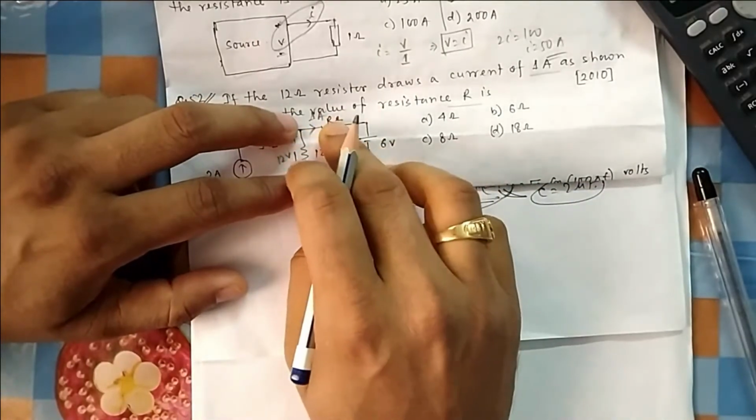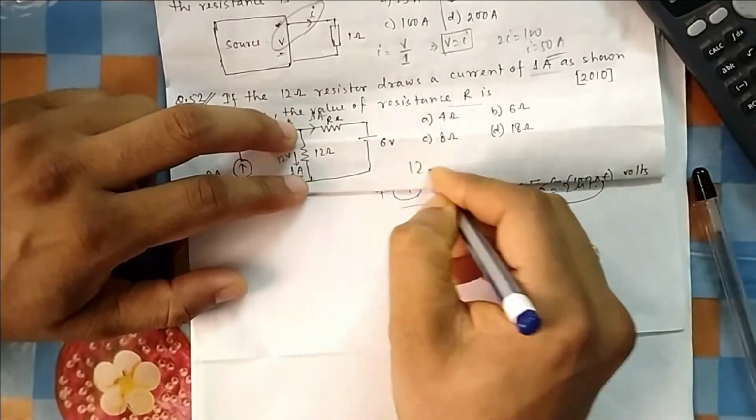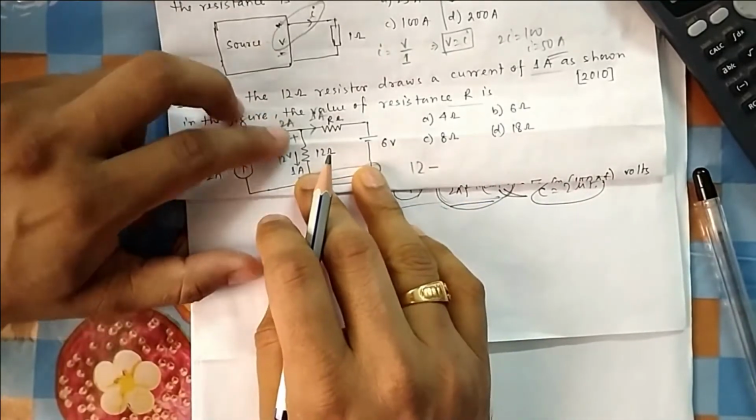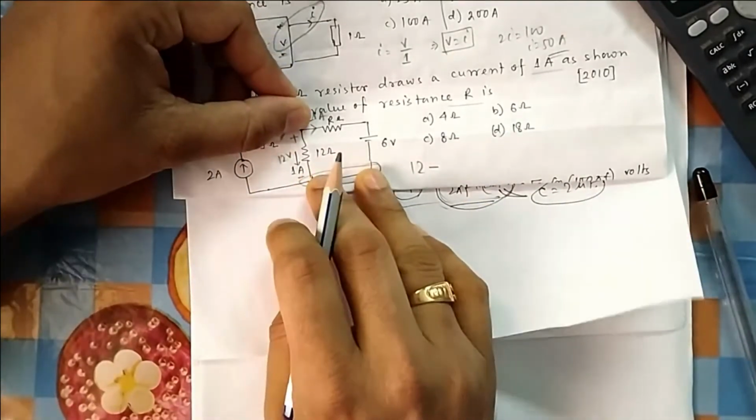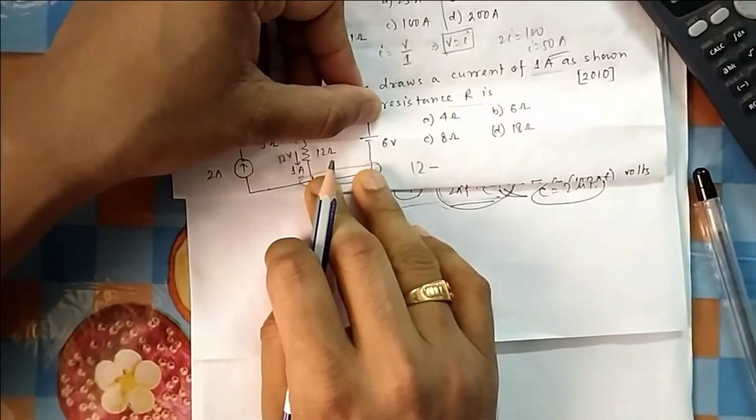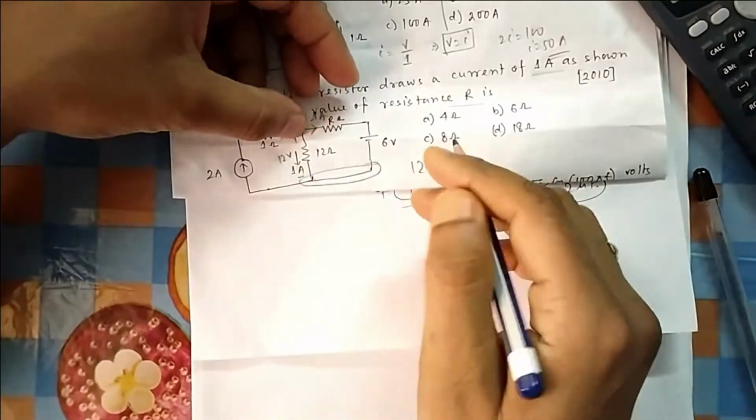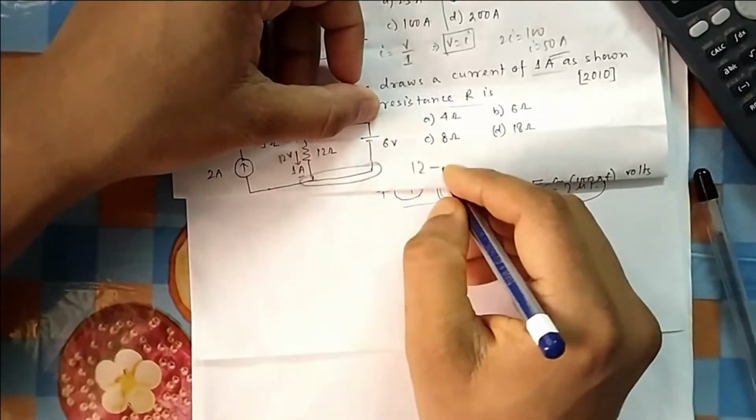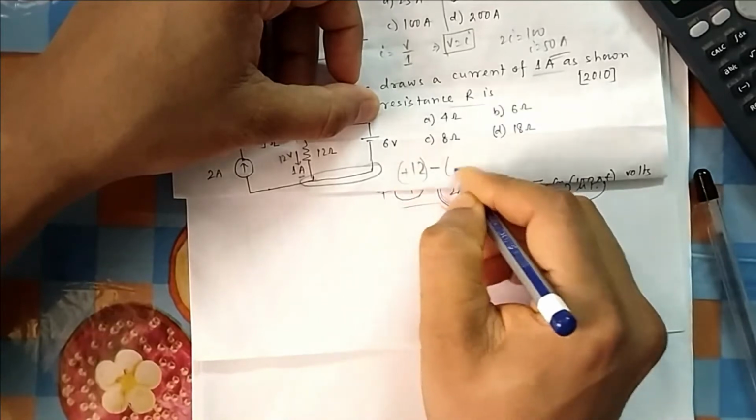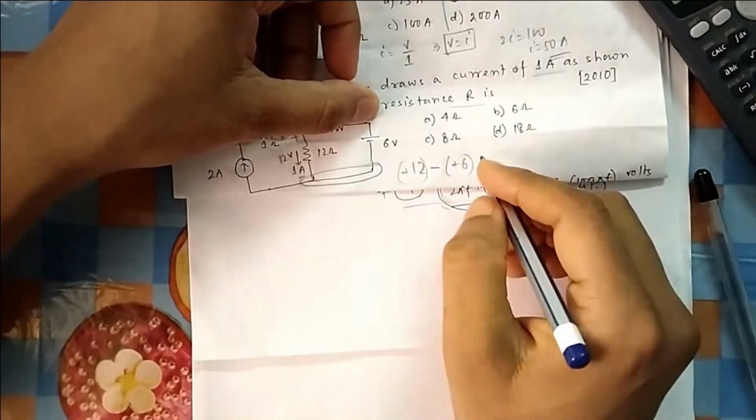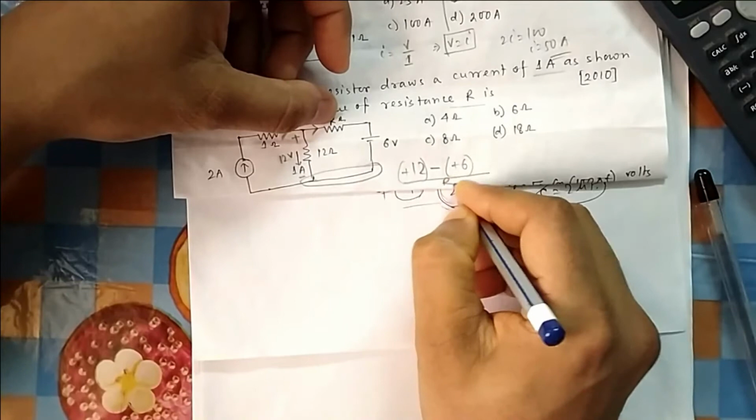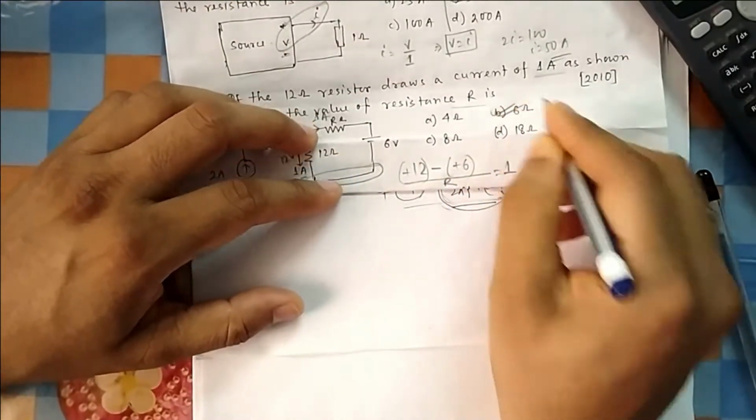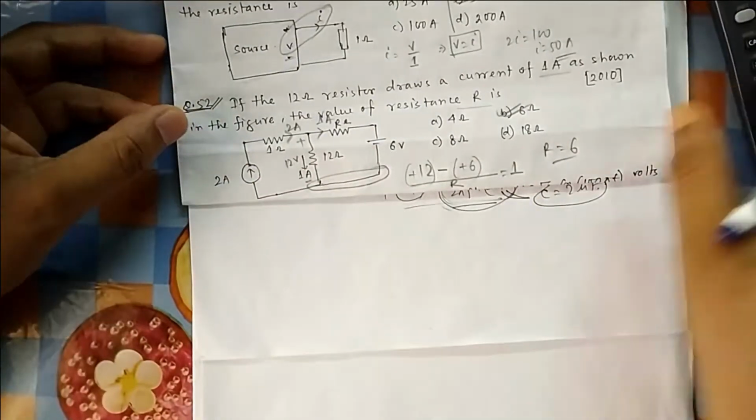What is the voltage across this resistance? Here it is 12 volt. You can think of this 12 as plus 12 with respect to this ground, and this as plus 6 with respect to ground. So here it will be 12 minus 6. More specifically, I am doing it this way so that you don't get confused. This voltage difference divided by this R should give me 1. So that means R is equal to 6. I am doing it here itself because it is easy to solve.